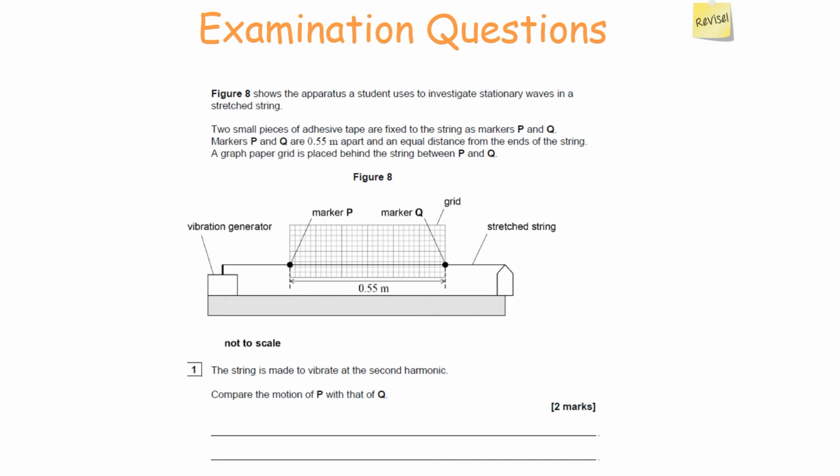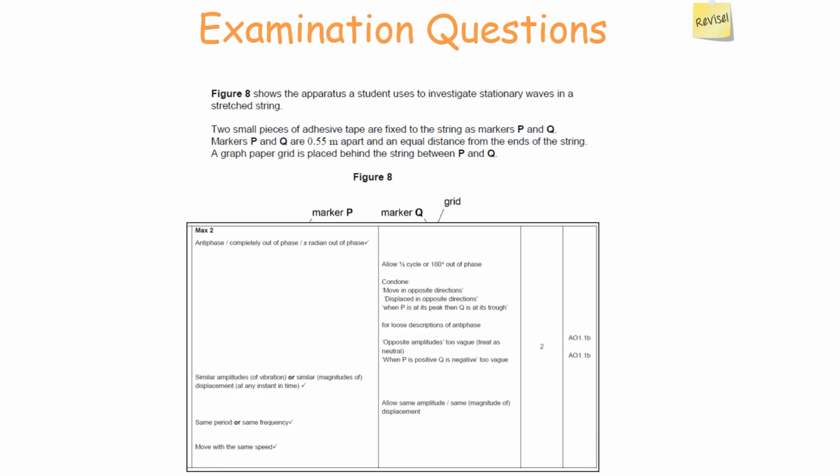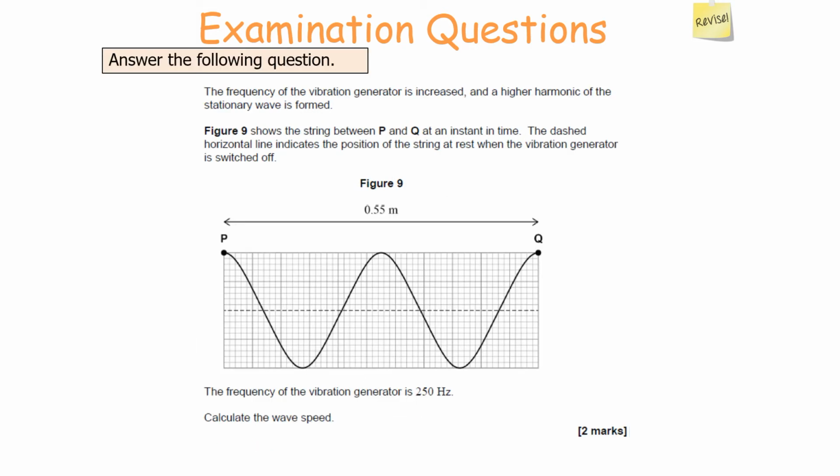Right, so how can we consider this particular idea? You'll notice that P and Q are going to be in antiphase, or completely out of phase. So our phase difference is going to be pi radians. They will have similar amplitudes of vibration because they're in the same wave, so there'll be a similar displacement, and they should have the same frequency and the same period, and they should move with the same speed. It's important to know that if you're asked to describe motion, or wave properties at particular points, talk about the phase difference between the 2 points, but also compare your amplitudes, compare your frequencies, and compare your speeds. Let's have a look at the next question.